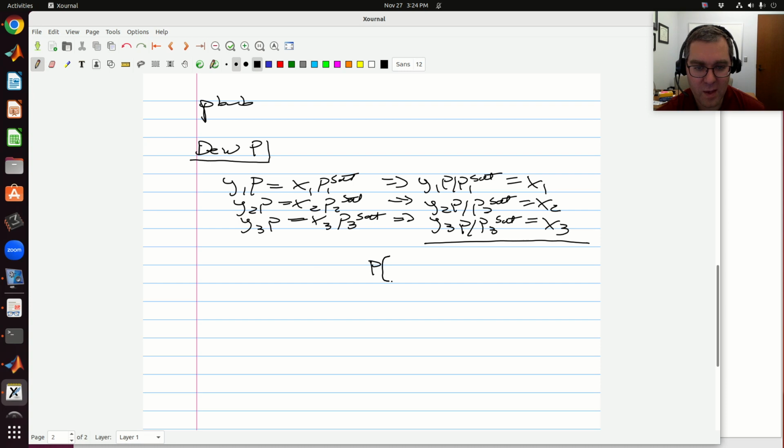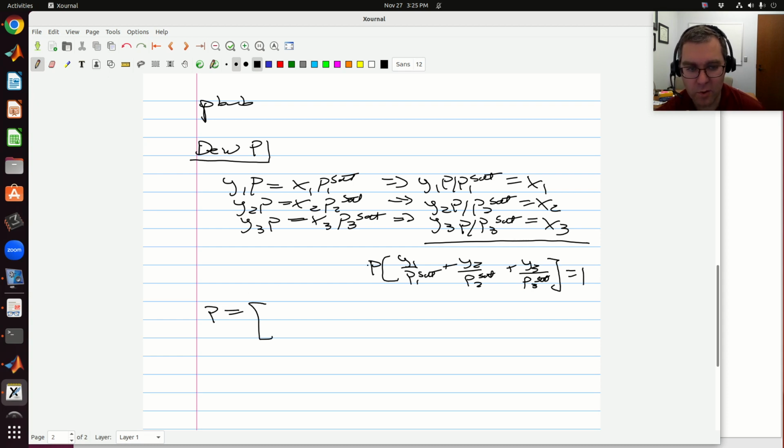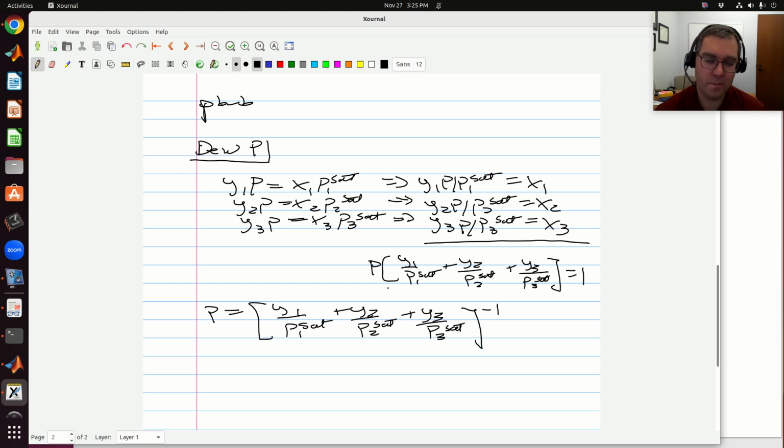So if I factor out the P, I have P times y1 over P1 sat plus y2 over P2 sat plus y3 divided by P3 sat is equal to 1. Solving for P, I end up with P is equal to the inverse of this, so I'm going to write it as y1 over P1 sat plus y2 divided by P2 sat plus y3 divided by P3 sat, raised to the negative 1.